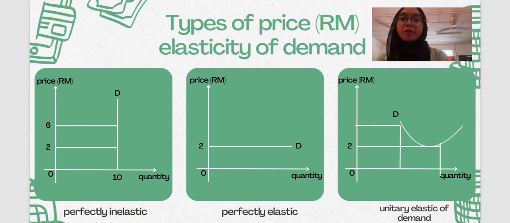Next, we have perfectly elastic. Perfectly elastic is where the DD curve, or demand curve, is a horizontal line. A horizontal line means that an increase in price will lead to an infinite change in quantity demanded.